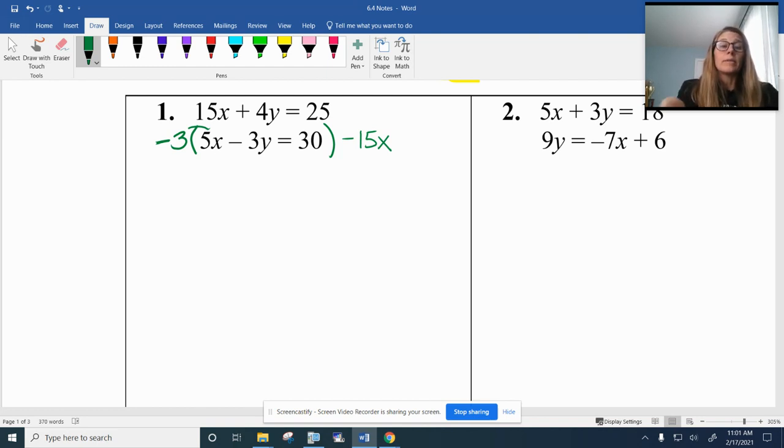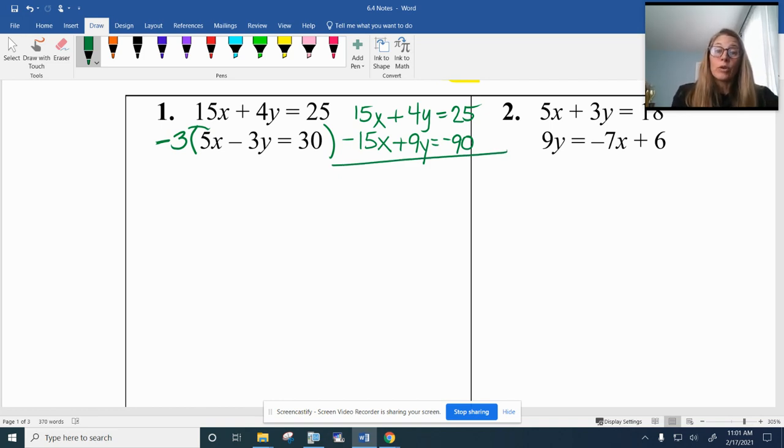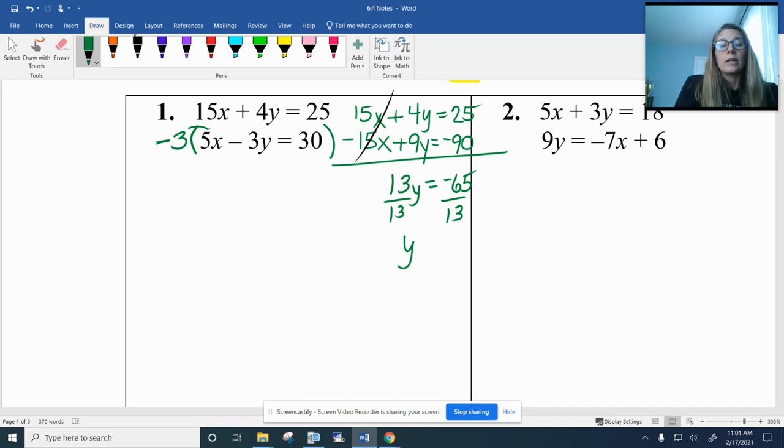So negative 3 times negative 3 gives me a positive 9y, and negative 3 times 30 will give me that negative 90. And of course, the first equation doesn't need to be changed at all, so we're just going to recopy it above the other one. And now we can just simply combine our two equations and eliminate that first variable with the 15 and the negative 15. So now I end up with 13y equals negative 65. And I divide by 13 and I get y equals negative 5.